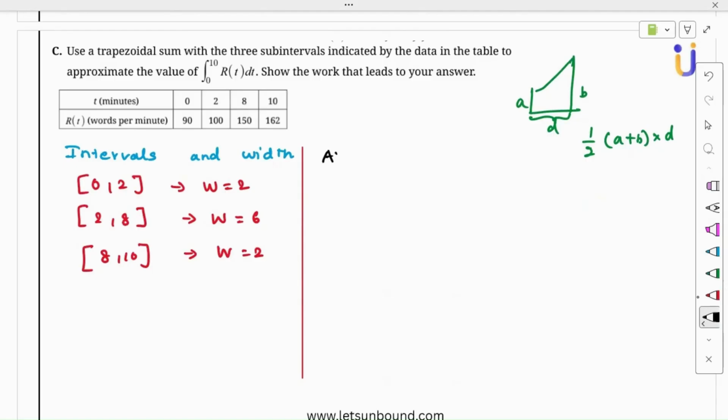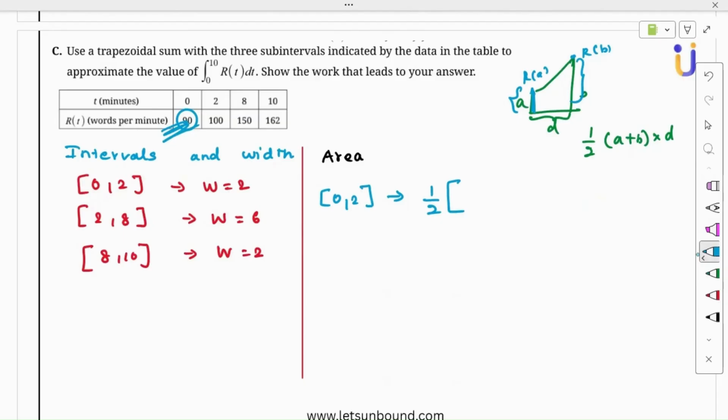Coming to area one. Area for each interval. So 0 to 2. This is R of A and R of B. That is the actual value of this one. Okay, so half into A means like it's not 0. So if you, which is 90 here.